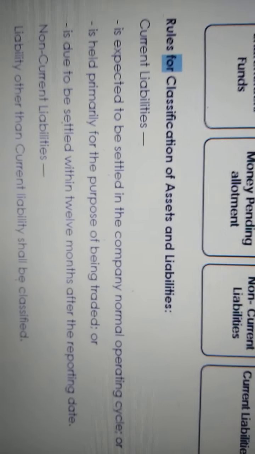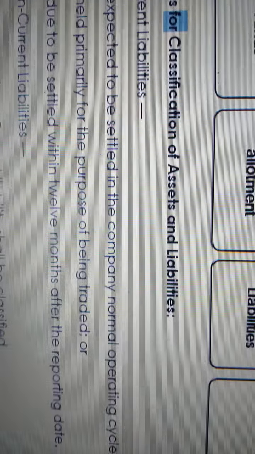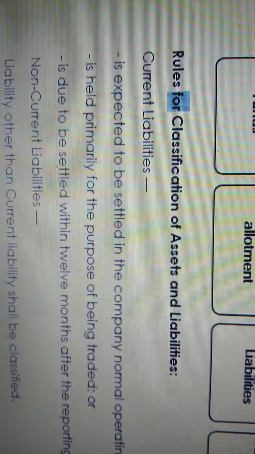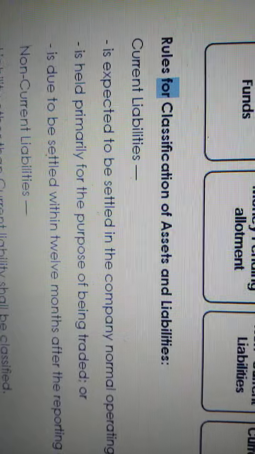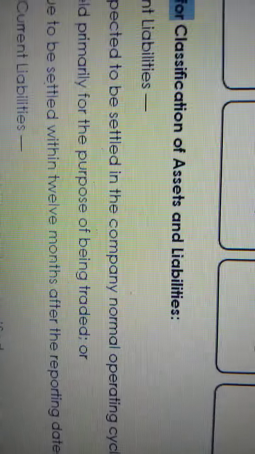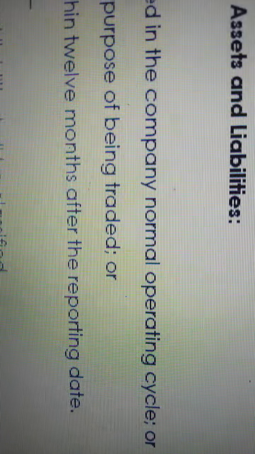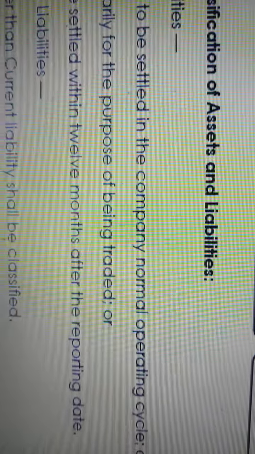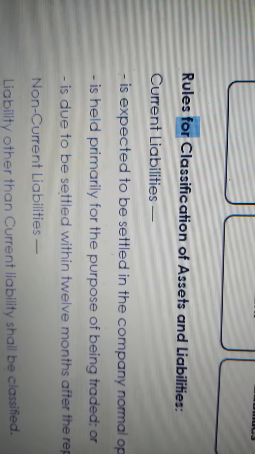Okay, so current liability, what is the next point? It is held primarily for the purpose of being traded. Traded means anytime I can sell this asset or liability also, and it is due to be settled within 12 months after the reporting date. Reporting date means the balance sheet date, for example 31st March; from 31st March, 12 months we have to count. If it is payable within 12 months from the balance sheet date, then it is a current liability.